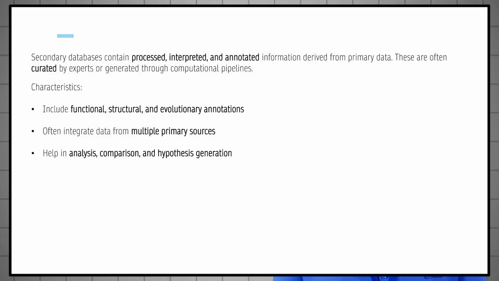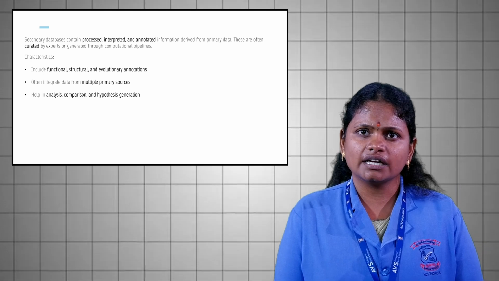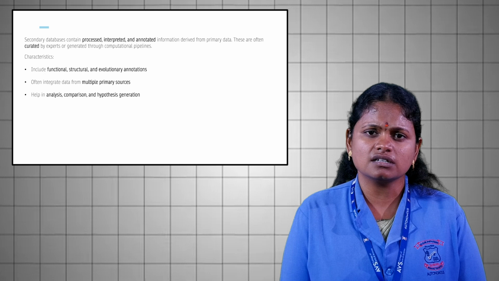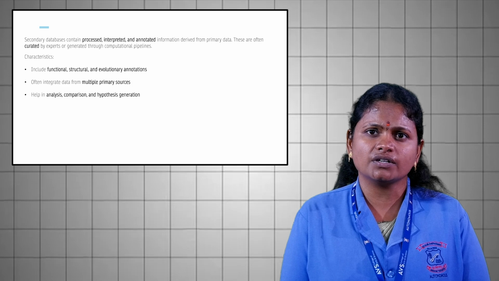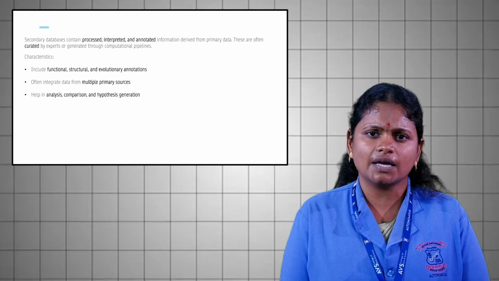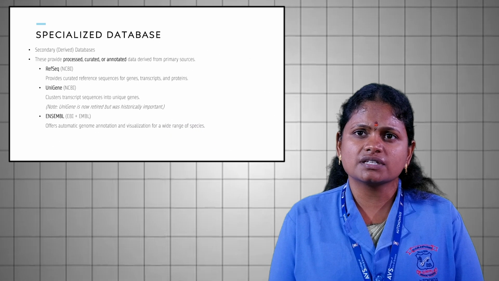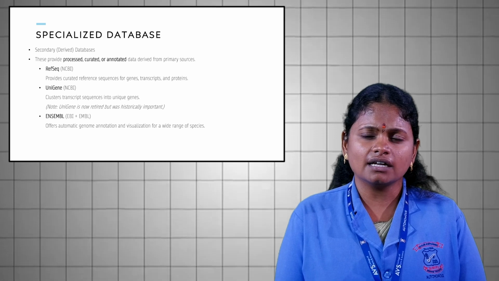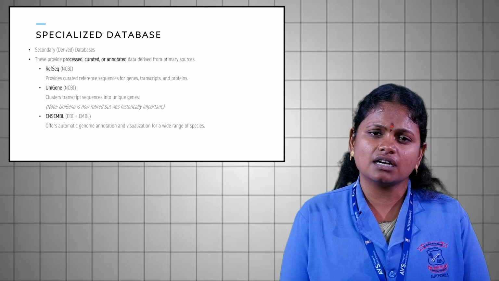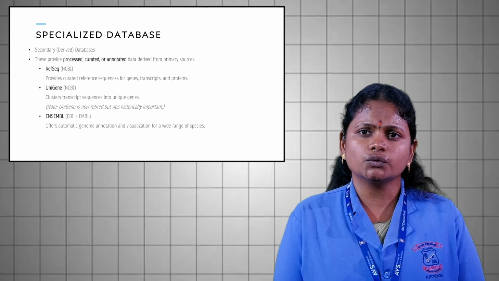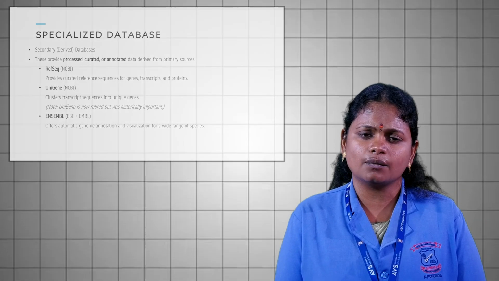Next, secondary databases are mostly used for processed, interpreted and annotated information. They include functional, structural and evolutionary annotation, and integrate data from multiple primary sources for analysis, comparisons and hypothesis generation. Specialized databases use processed, annotated data with primary sources as the reference sequence: genes, transcripts and UniGene. UniGene is usually used with EMBL and DDBJ and for structural visualization analysis of the secondary databases.